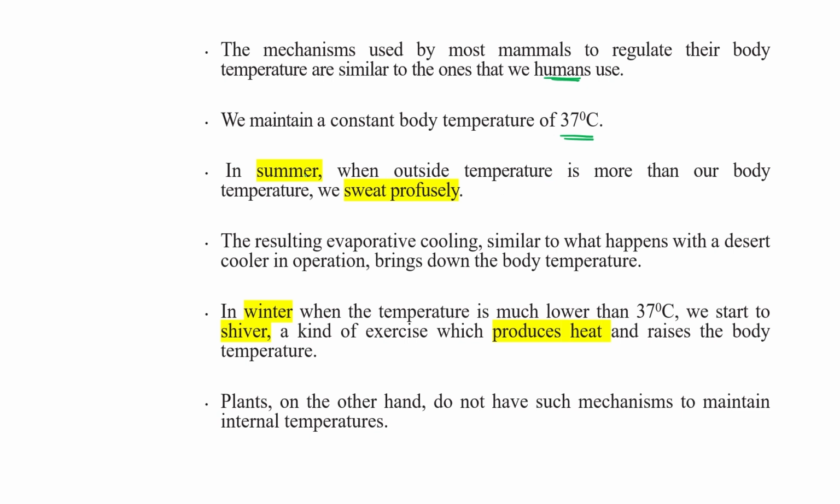Okay, so in summer, when the temperature outside is 40 to 45 degrees, more than our body temperature, we sweat profusely. Why? Because of the sweating, water evaporates because of the high heat, and evaporation cools down our body. So this is how we can maintain our body temperature.